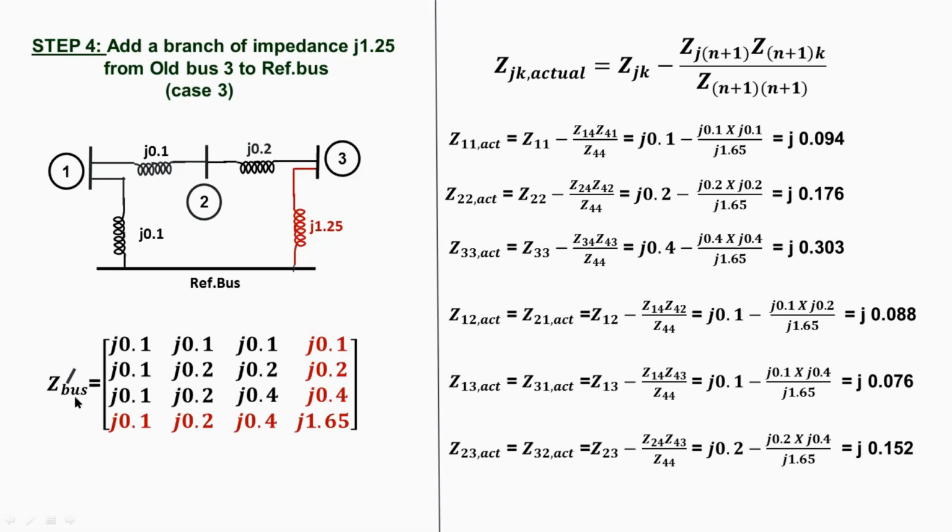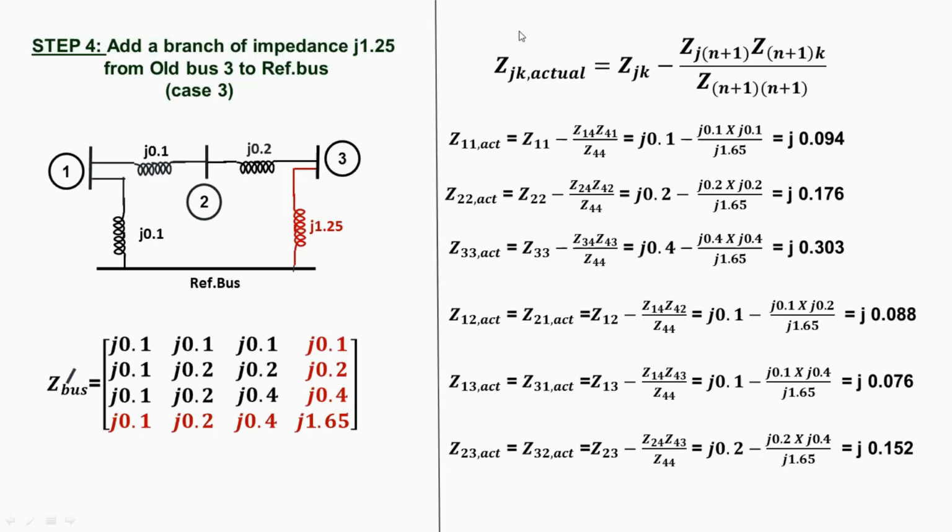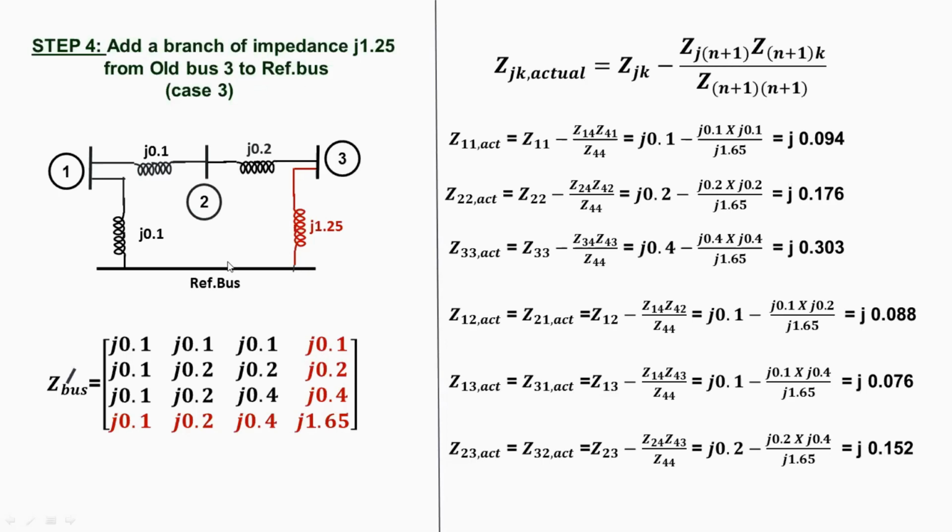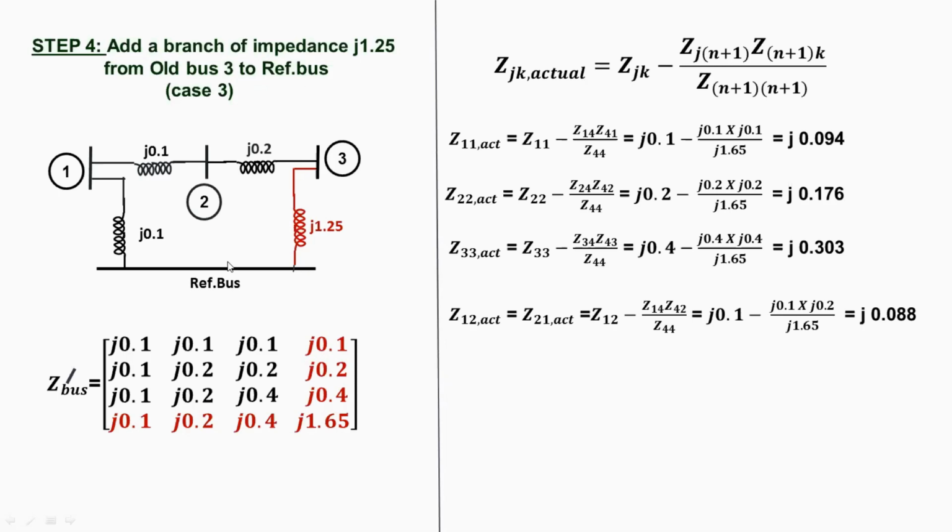Therefore, the bus impedance matrix becomes Zbus is equal to, substitute all the values. Now the bus impedance matrix is of order 3, and the number of buses in the system is also 3. So this is the actual bus impedance matrix of the system.